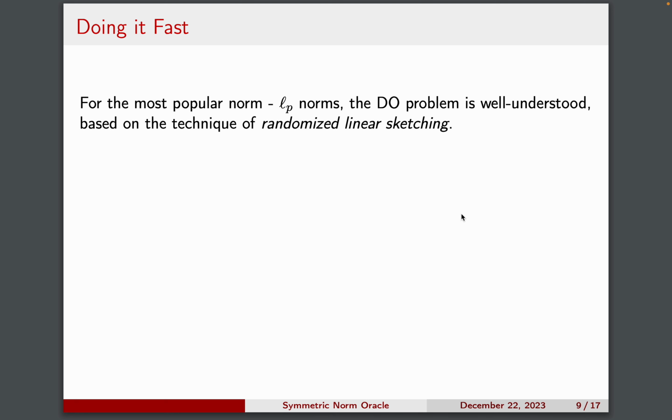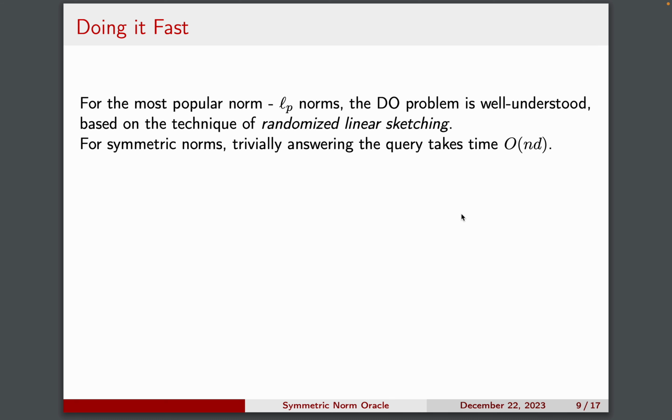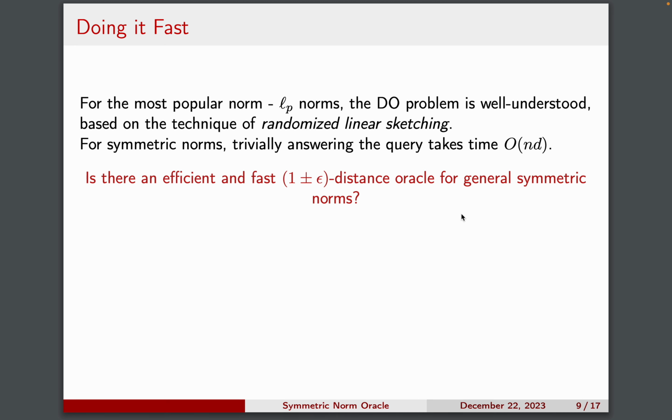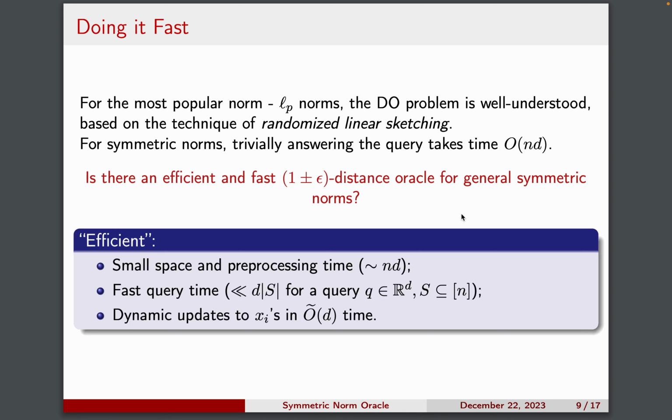For LP norms, the distance oracle problem is well understood based on the technique of randomized linear sketching. For symmetric norms, trivially answering the query takes time O(nd). So we ask the following question: is there an efficient and fast 1 plus or minus epsilon distance oracle for general symmetric norms? Here, by efficient, we mean that the distance oracle takes small space and preprocessing time, and it supports fast query and dynamic updates.